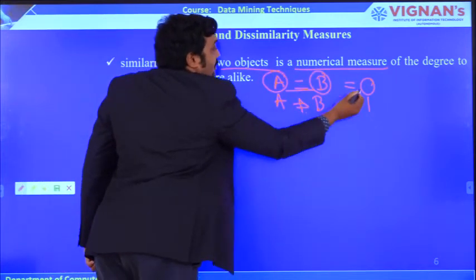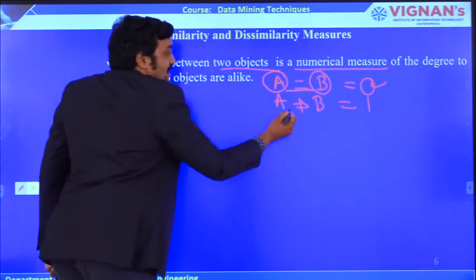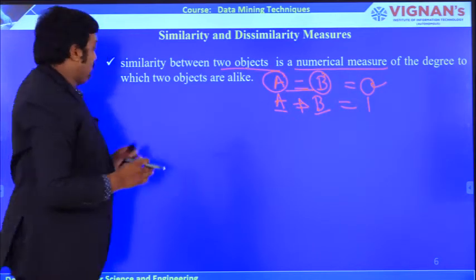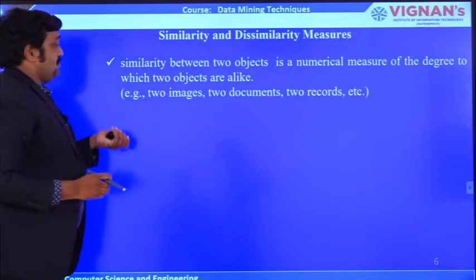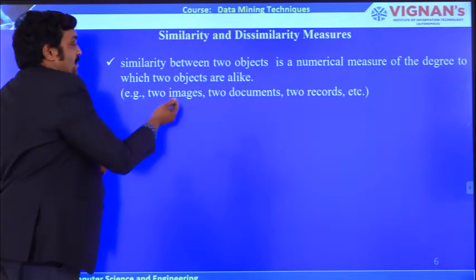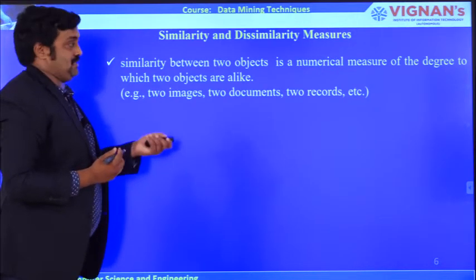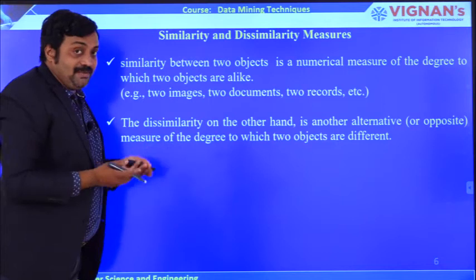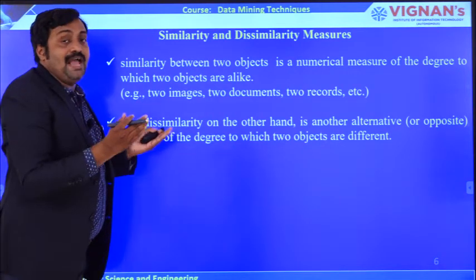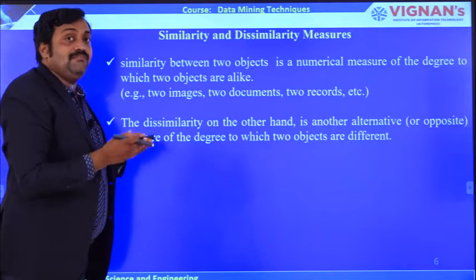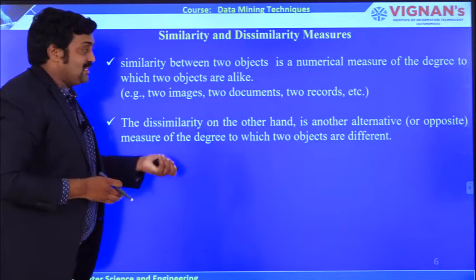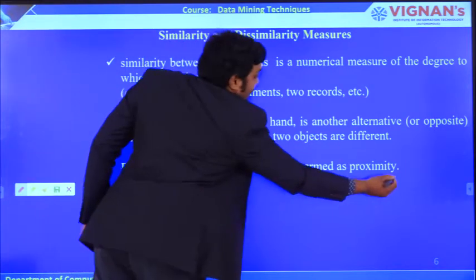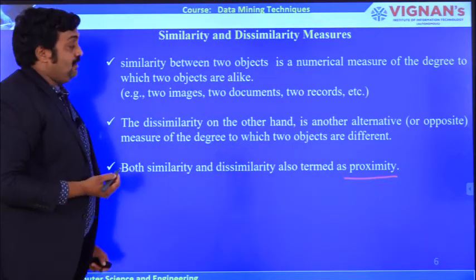Whenever two objects A and B are similar, we give 0. Whenever the two objects, whether images or documents, are different, we give the value 1. As I discussed in the examples, these may be two images, two documents or two records. On the other hand, dissimilarity means that whenever two objects are different, we get a non-negative value, and then we can say that both objects are dissimilar.